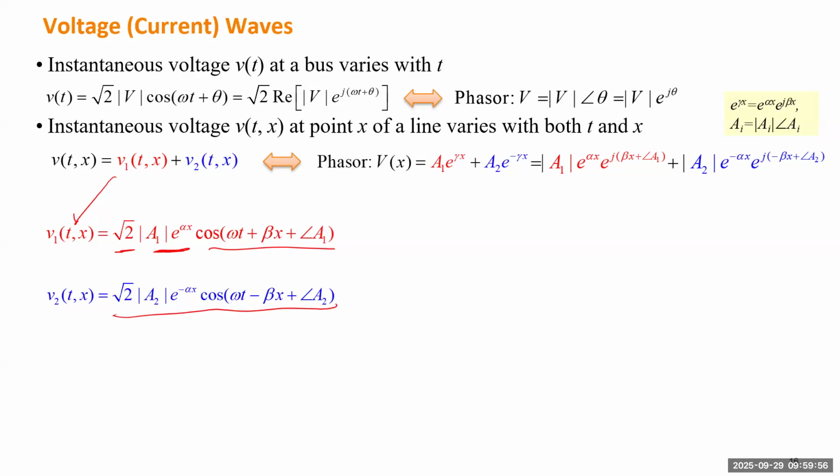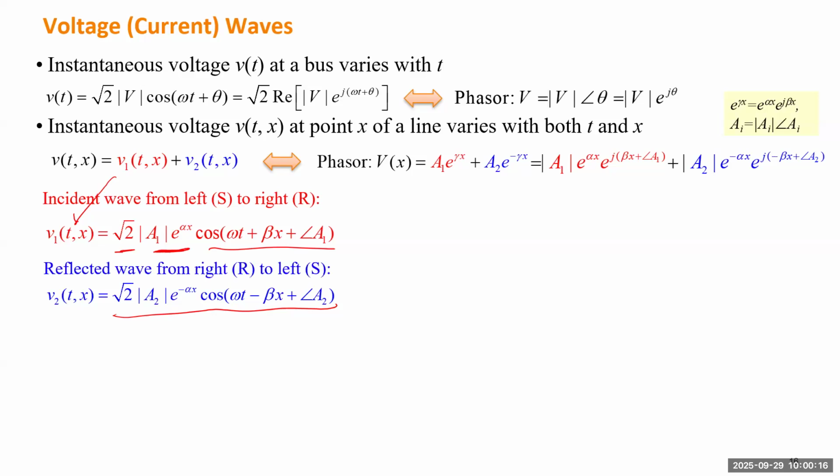So what are those functions? Each function has variables including both time and distance. The first one represents an incident wave from left to right. If left means the sending end, right means the receiving end. The second wave indicates a reflected wave from right to left. So you can assume some wave is sent from the source to the load, and then the load will reflect the wave back to the source.